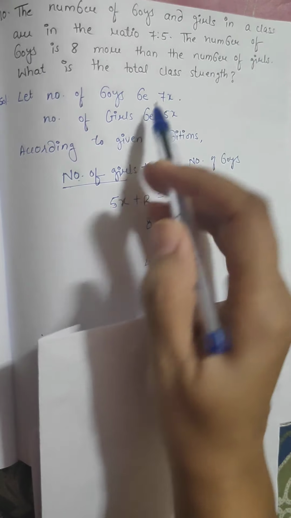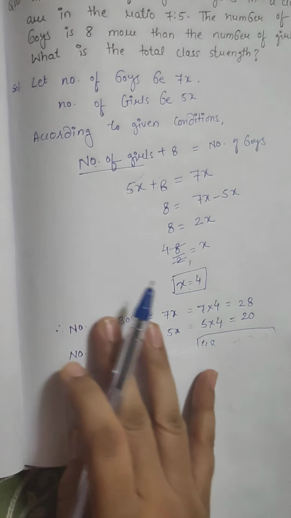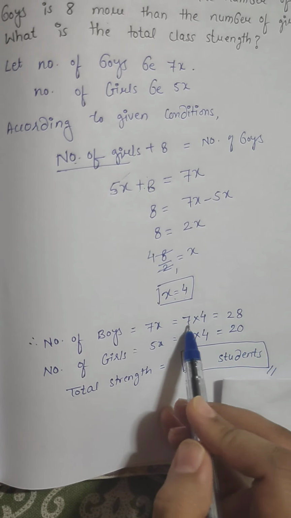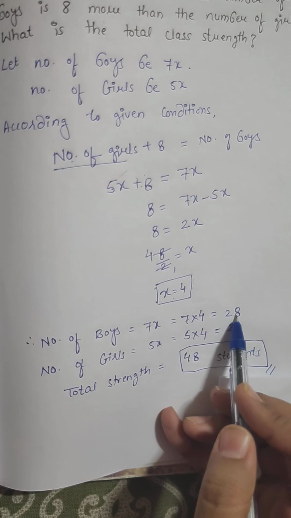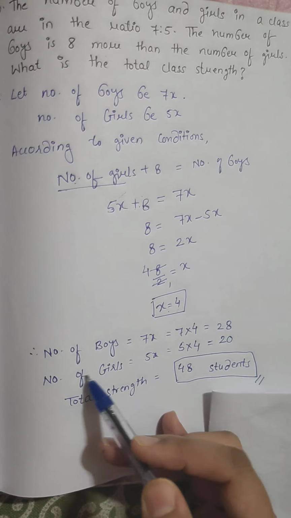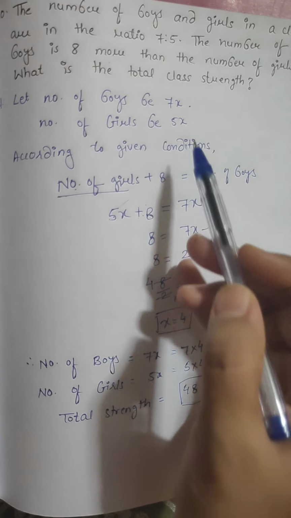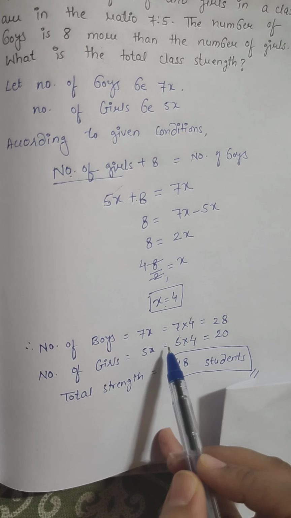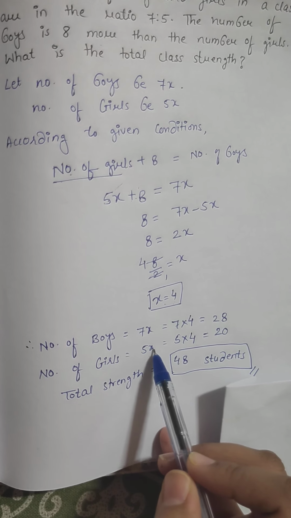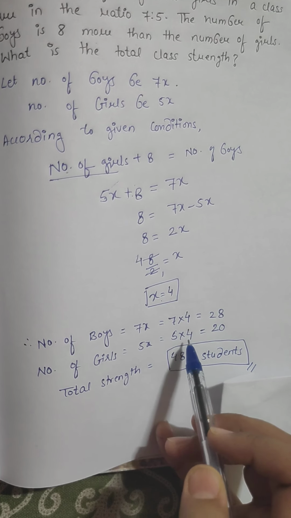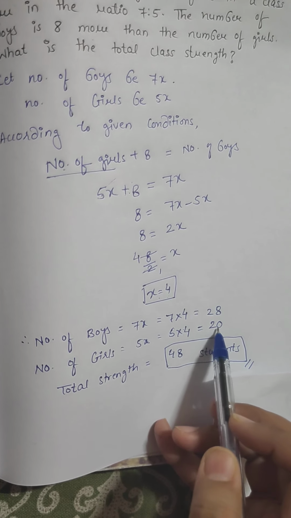So number of boys is what? It is 7x. So here we can say that number of boys is equal to 7x, that is 7 into 4, so it is 28. So how many boys are there? 28 boys are there. And what is the number of girls? It is 5x. Here we have taken, let number of girls be 5x, so it will be 5 into 4. The value of x we have to substitute here. As we have found it is 4, we have to substitute 4 here. So 5 fours are 20.